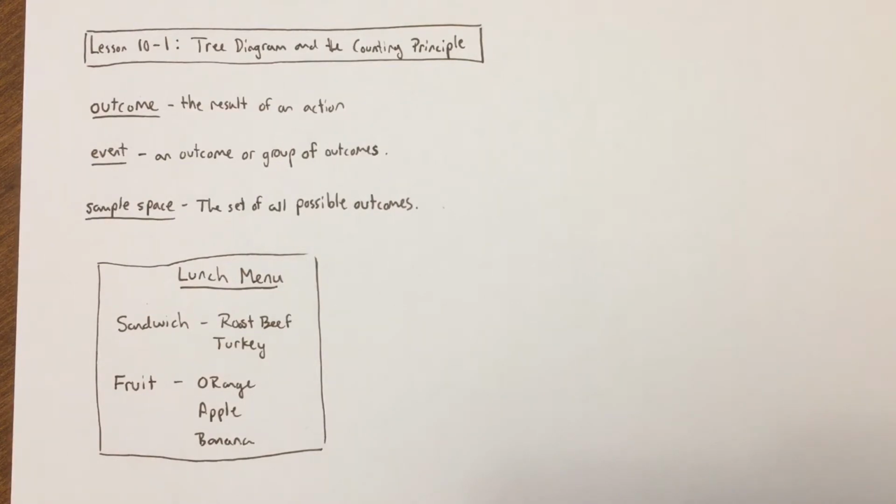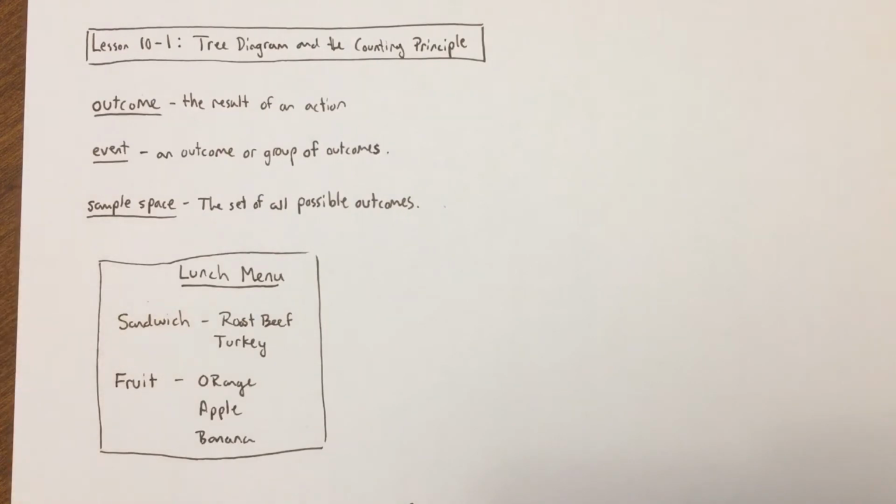So here's an example of a mock lunch menu for a school. And let's suppose that this school's lunch menu is offering two different choices of sandwiches to pick from. We've got roast beef and turkey, and then the school is also offering three choices of fruit as well. So we have orange, apple, or banana as our fruit combinations. So what we need to do is figure out the total number of ways that we can group each sandwich choice with a fruit option.